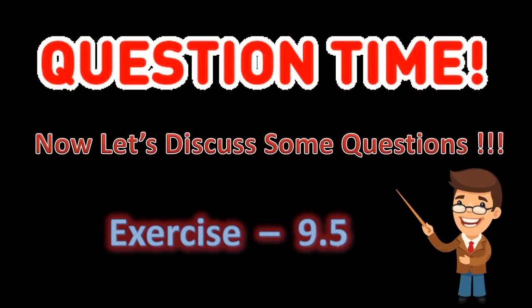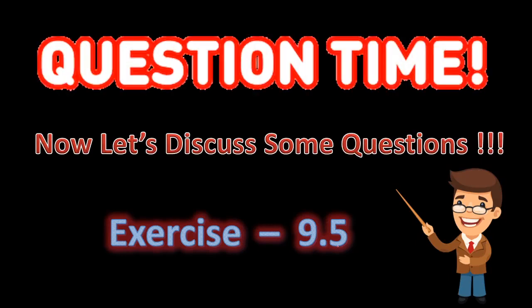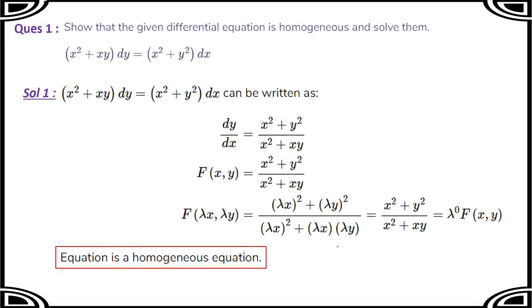Now let's discuss a few questions of exercise 9.5 for better understanding of this concept. Let's take question number 1. First of all, we have to show it is a differential equation and homogeneous, and then we have to solve it. Definitely it is a differential equation because dy/dx is there. We can write it as dy/dx = (x² + y²)/(x² + xy). So now this is a homogeneous differential equation.